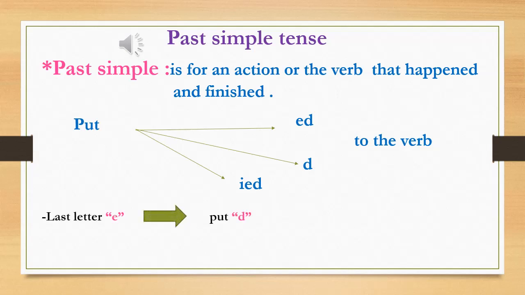When we have the last letter in the verb e, we are going to put d only. Like dance, what is the last letter in dance? E, so we will put d.